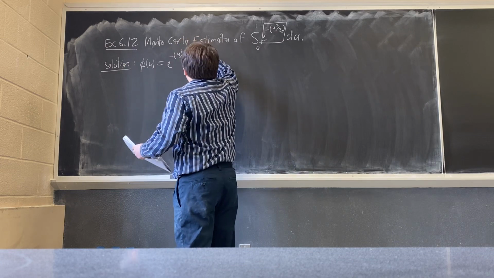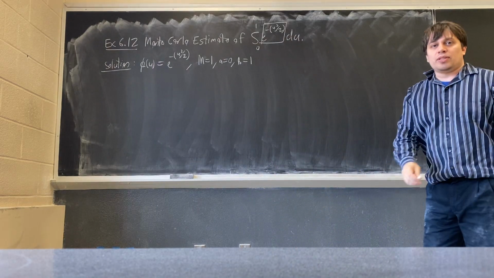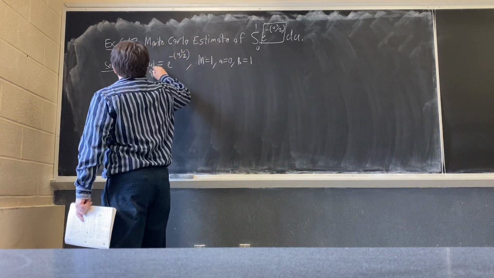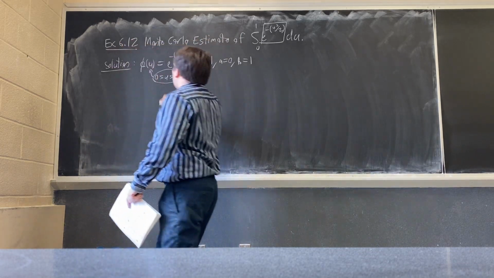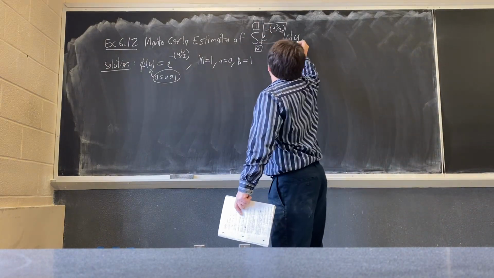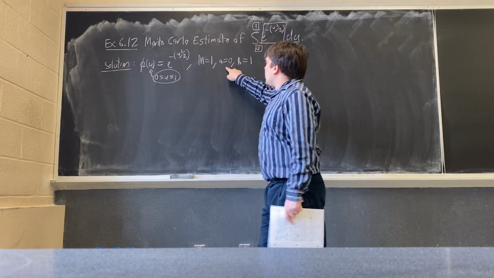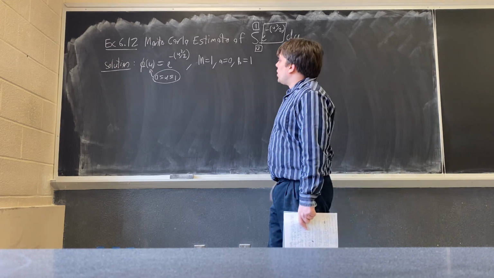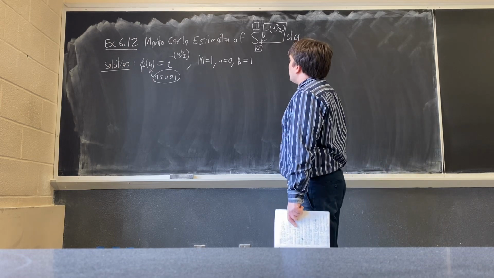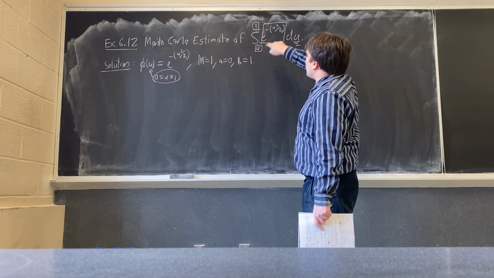Capital M is going to be equal to 1, little a is equal to 0, and little b is equal to 1. And so why is that? Because u, the input into our function, those u's range between 0 and 1. Right? And that's because the definite integral is taken from 0 to 1, and our variable is u. And so u is ranging from 0 to 1 here. And so little a is 0, and little b is 1. Now capital M is 1 because the upper bound for this integrand for those u values is 1.